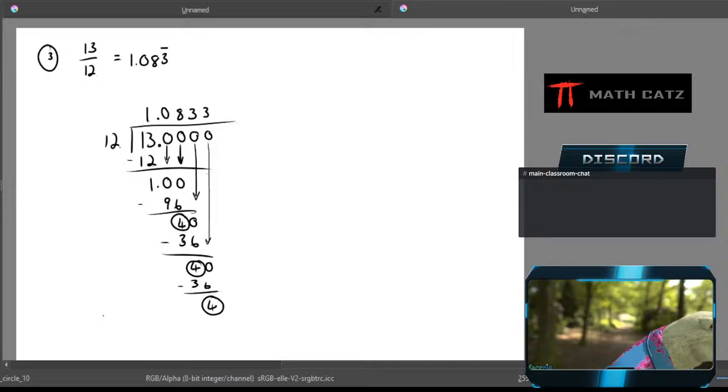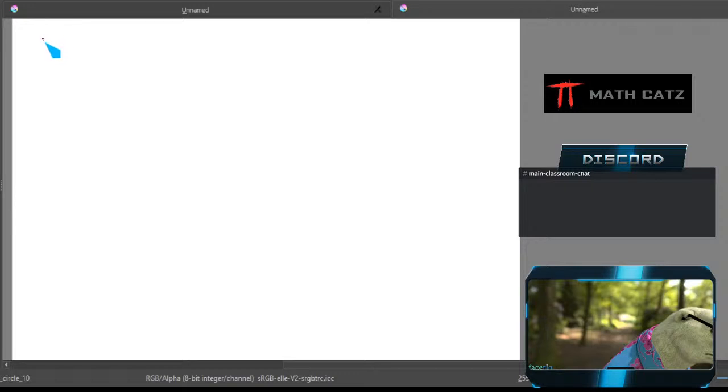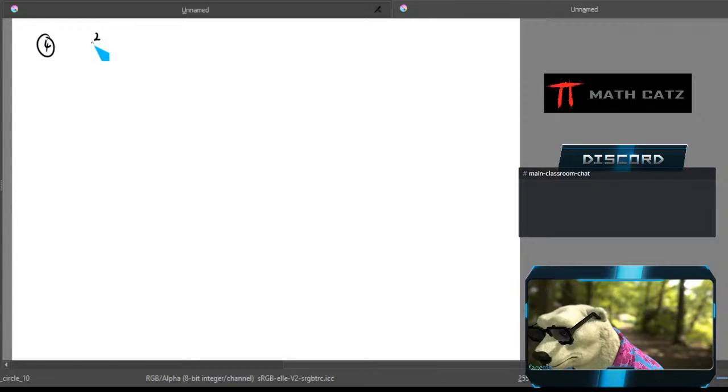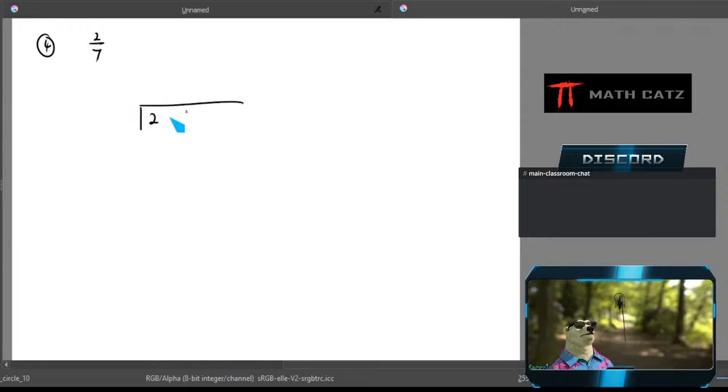Alrighty. Now, I don't know how familiar you are with these things. Could be very familiar, could be not at all. I'm going to do a number 4, let's say 2 over 7. 2 is in the house, 7 is outside the house. Single digit, can't be that hard.